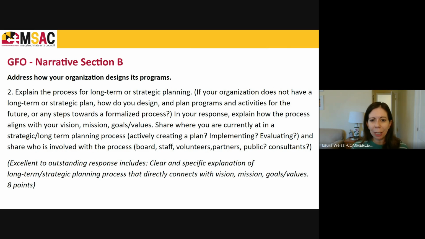Are you actively creating it? Are you implementing it? Is it something that exists and you're evaluating? And then share who is involved in that process. Is it board, staff, volunteers, et cetera? The excellent to outstanding response here is to include a clear and specific explanation of the long-term or strategic planning process that directly connects with your vision, mission, goals, or values.